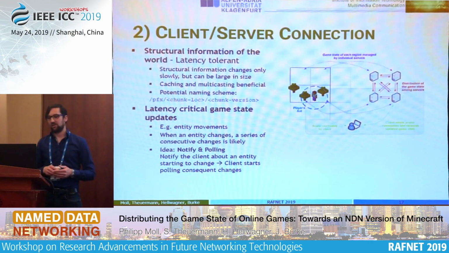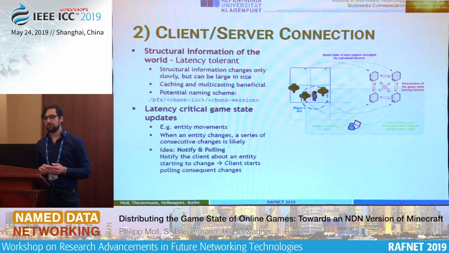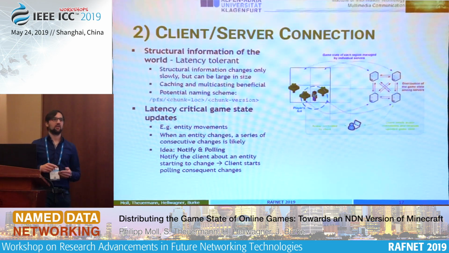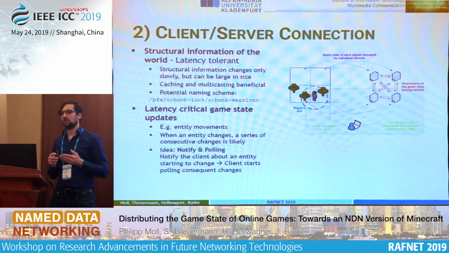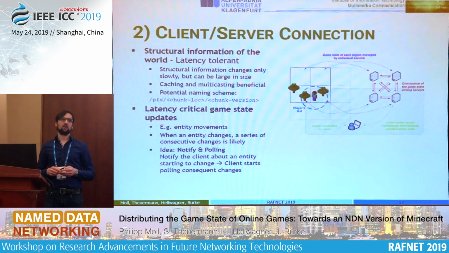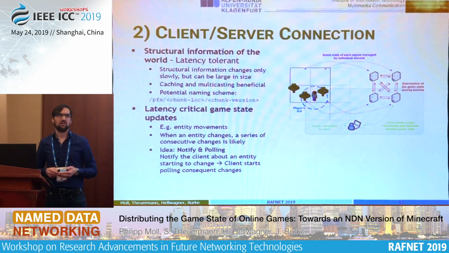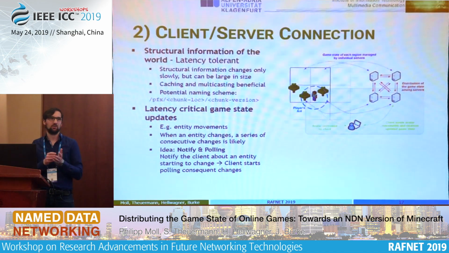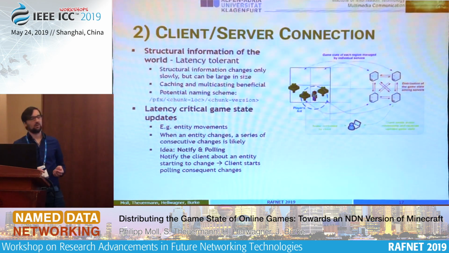Then the next step is to connect clients to the server or to the server cluster using named data networking. In IP-based games, it's only possible to connect the client to a single server. In NDN, it would be possible to not only connect the client to a single server, but to connect it to the full distributed game state, because by using NDN, the distributed game state is not bound anymore to a specific server, but to a namespace.